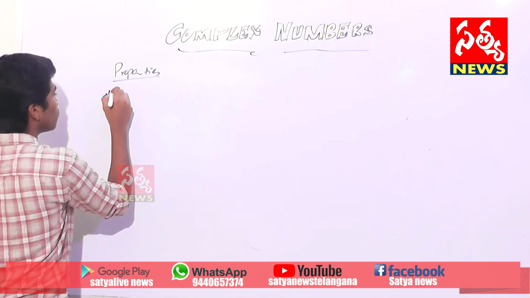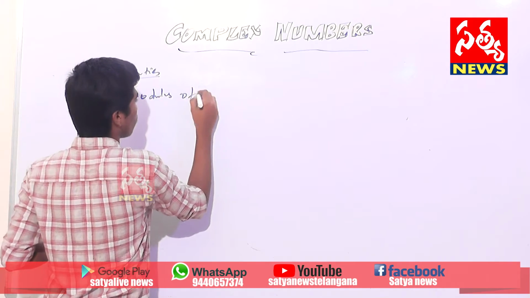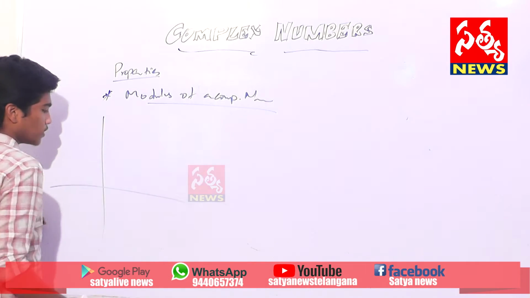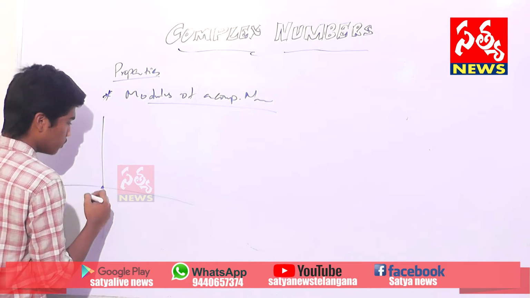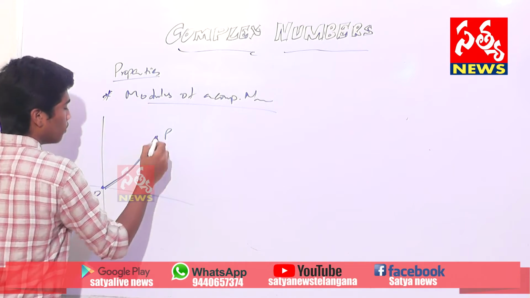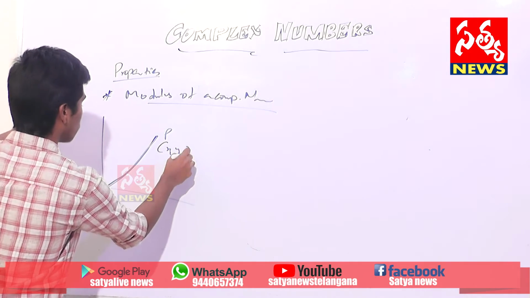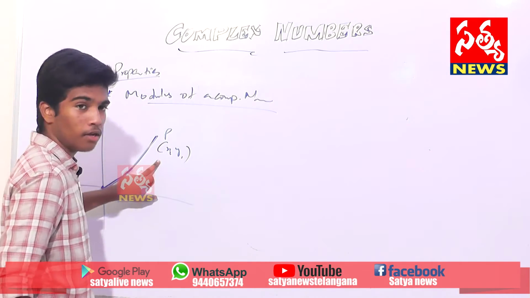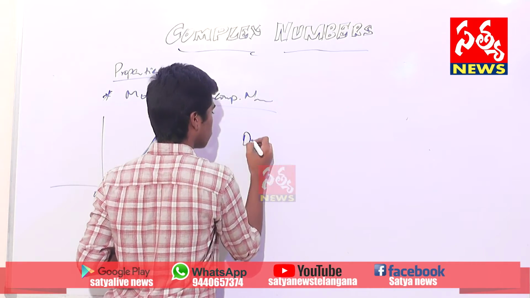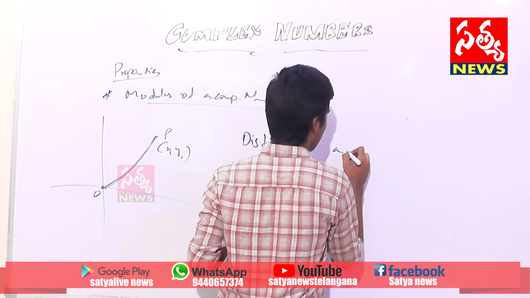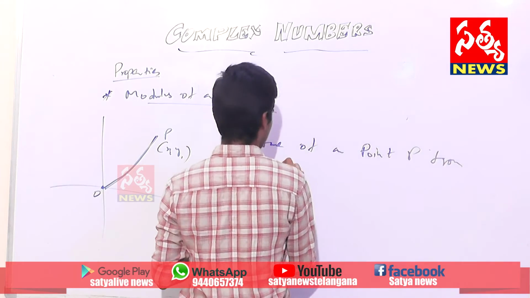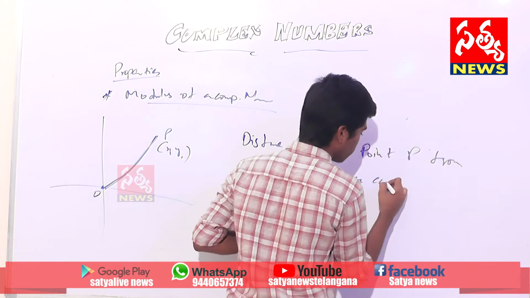And the next is modulus of a complex number. Let us assume this is a complex plane and this is the origin and here is a point P. So the modulus of a complex number is the distance of a point P from the origin of a complex plane.